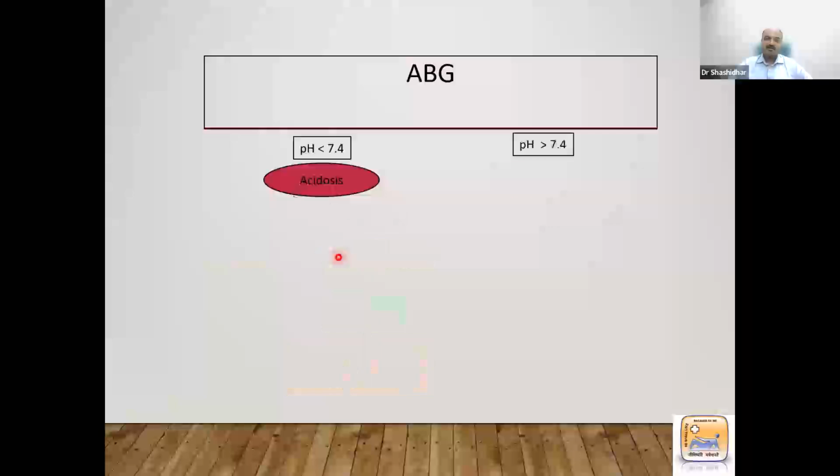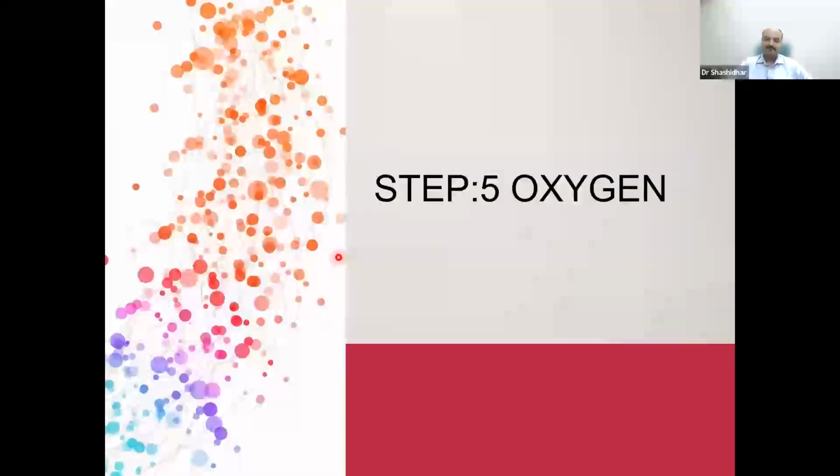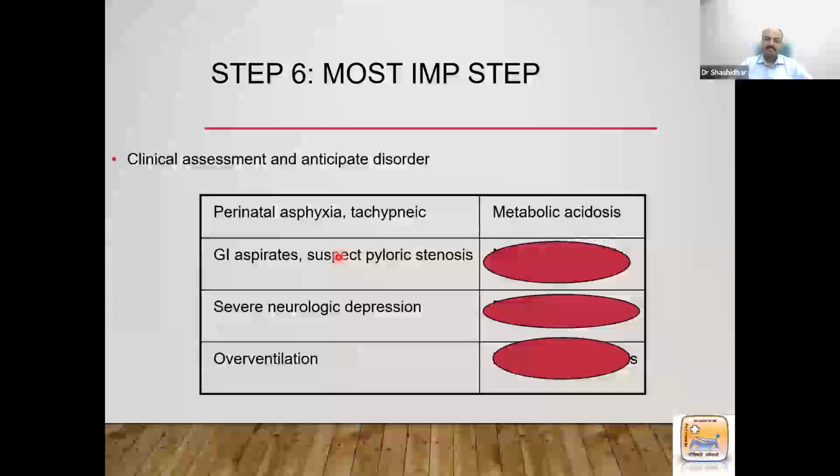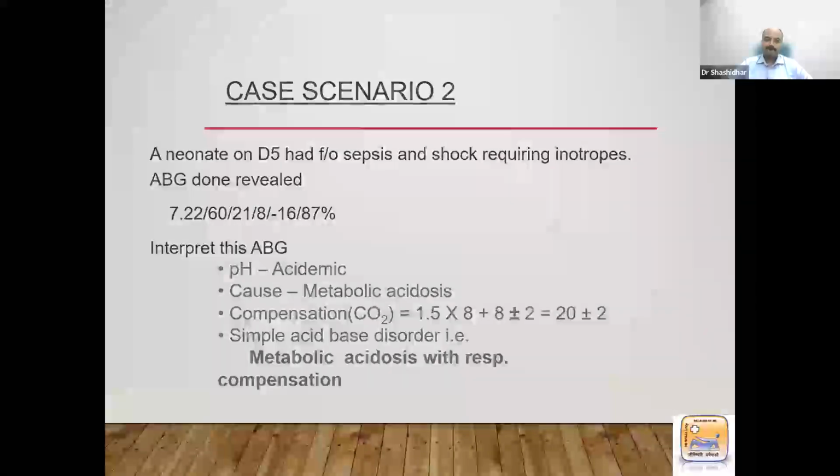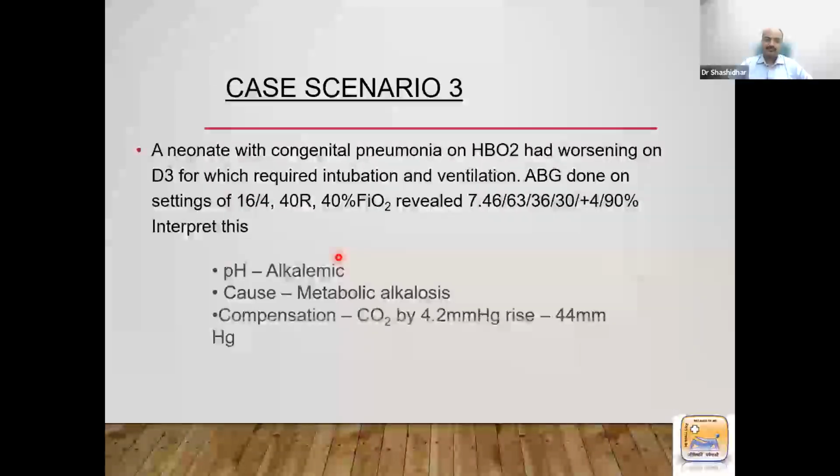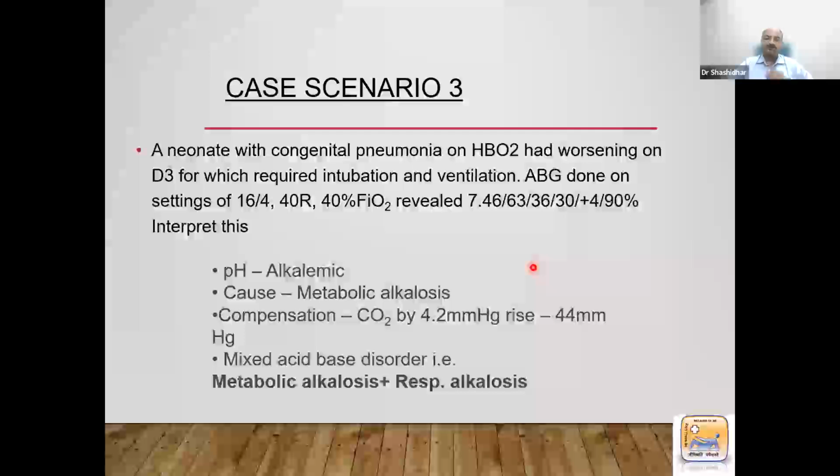But here the PCO2 is 36. So that means there is, Amit is right, he's saying mixed alkalosis. So there is a respiratory alkalosis, though the PCO2 is within normal range. Bicarb is quite clear because it's the primary disorder. So we have both respiratory and metabolic alkalosis.